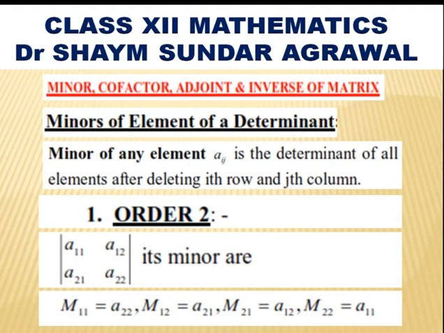Similarly, minor of A12 is after deleting the first row and second column. The rest element is A21. Similarly, for M21, the minor of A21 is after deleting the second row and first column. The rest element is A12. Similarly, M22, the minor of A22, after deleting the second row and second column, the determinant of the only element is A11.